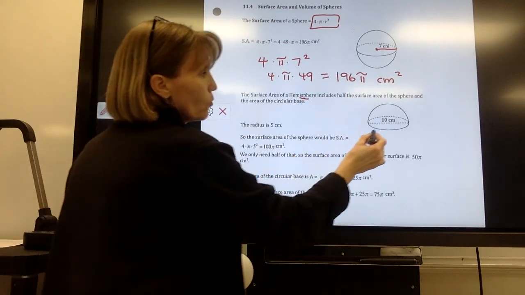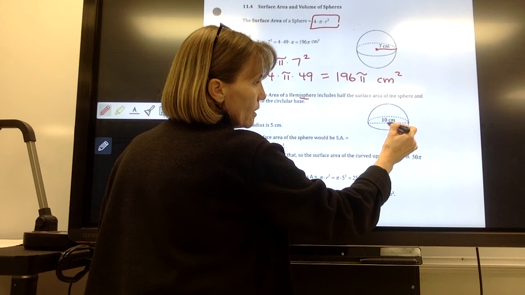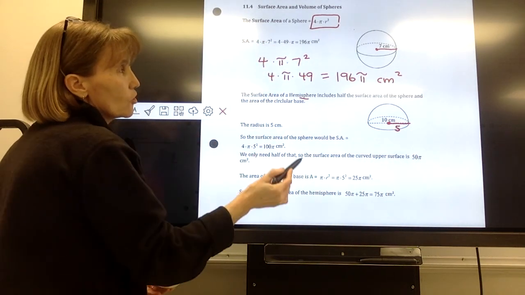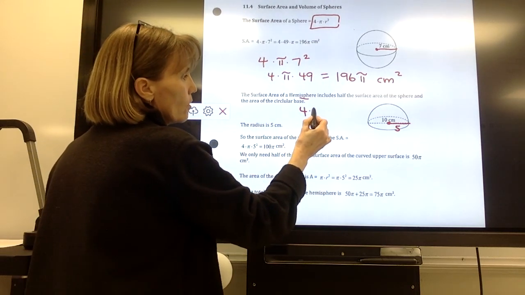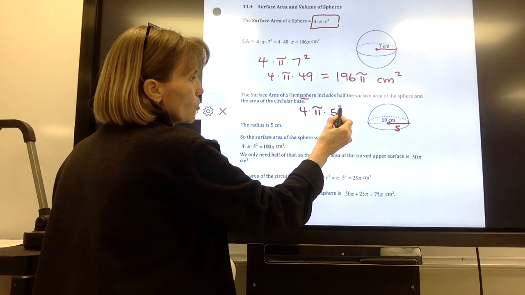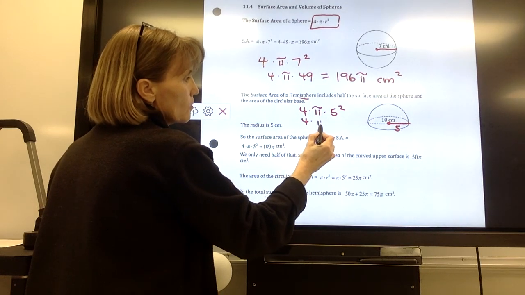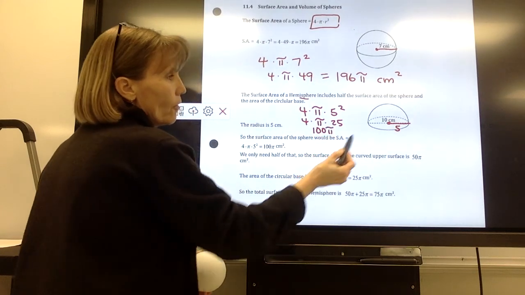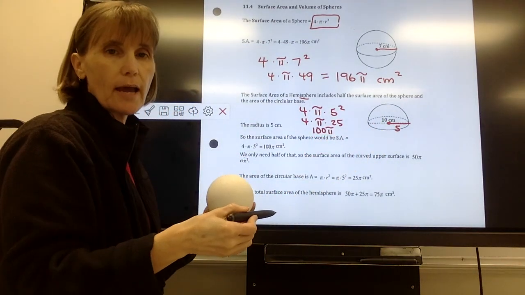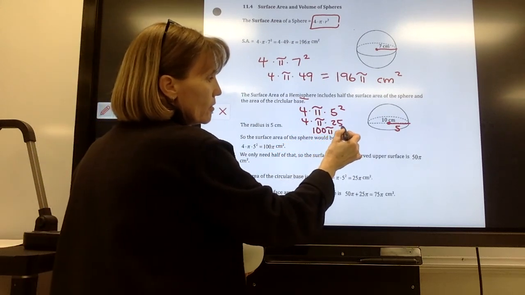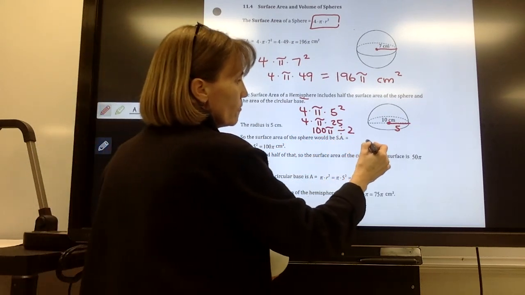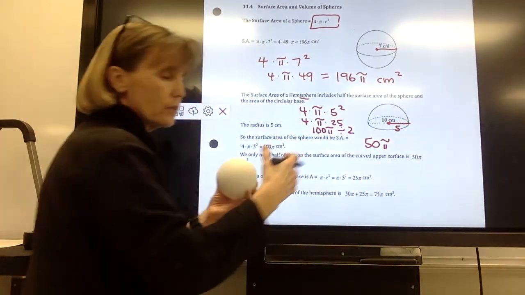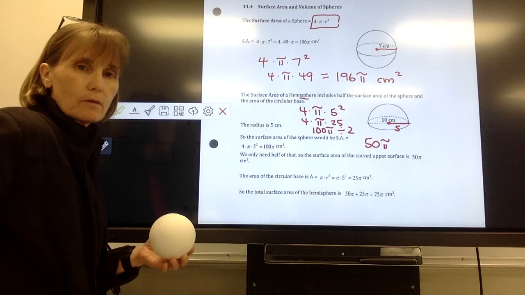Okay, so you're seeing the diameter is 10, that means the radius is only 5. If I were to use my surface area formula, I would say 4 times pi times 5 squared, 4 times pi times 25, and that would be 100 pi. Now, you don't see the whole sphere. You're only seeing half of it. So I'm not going to use 100 pi. I've got to divide that by 2. So I would get 50 pi for this circular dome surface area.